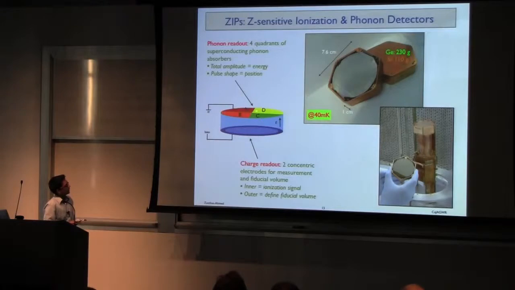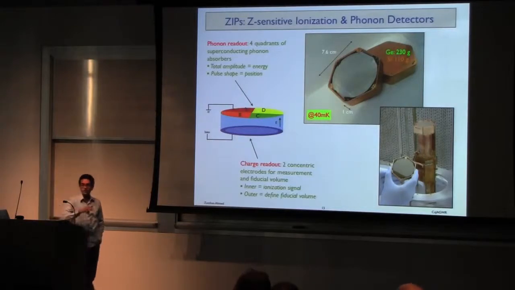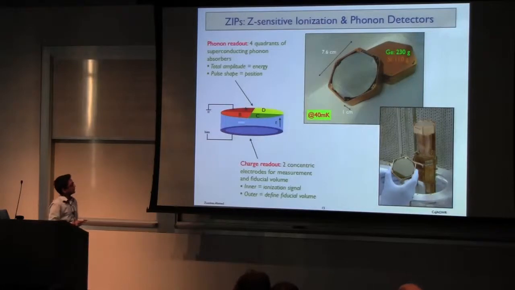We pattern superconducting thin-film phonon sensors on one surface. They're divided into 4 quadrants, and that helps us with position reconstruction, so you image using 4 channels. And across this detector, we set up a field by biasing it. The bottom electrode is divided into 2 regions so that we can set up a fiducial volume. Events that occur in the outer ring can be rejected by using this charge fiducial cut.